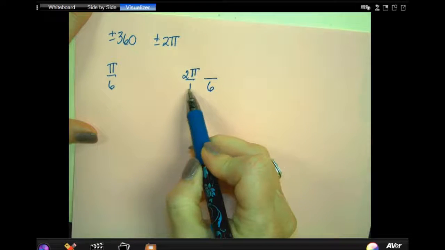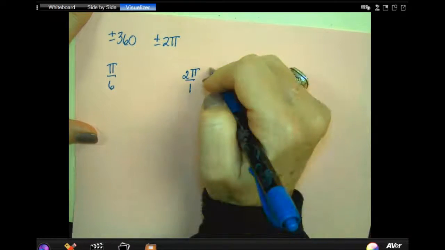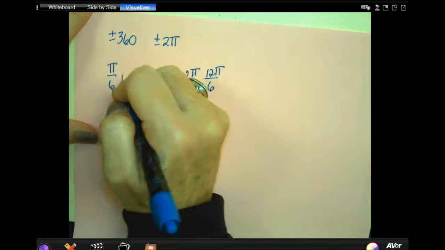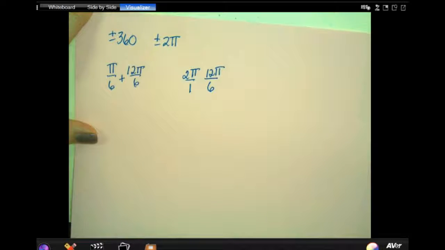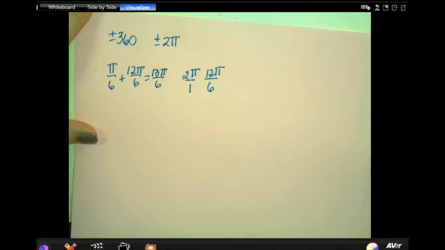If I multiplied the 1 times 6, I have to multiply the 2 by 6, and that gives me 12 pi over 6. And if I add 12 pi over 6, for the love of Pete, 1 pi plus 12 pi is... Some of you, that addition fact was hard, apparently, on the homework.